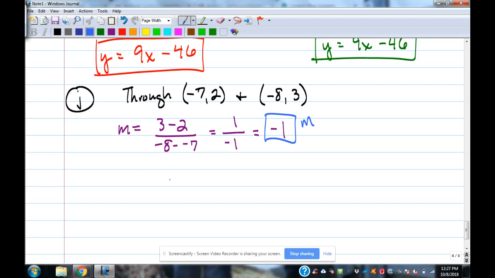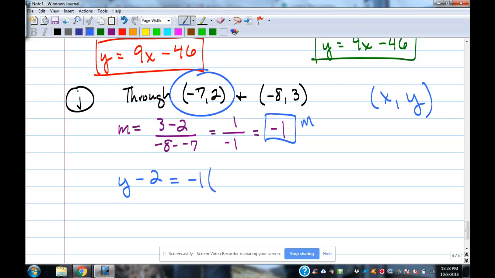So what's our point slope form? How's it start out? What's the y value for that first ordered pair that I just circled? Oh my gosh. Y values, ordered pairs, x comma y. It's 2. Slope, negative 1. What goes in the parentheses? X minus the x value, which is negative 7.